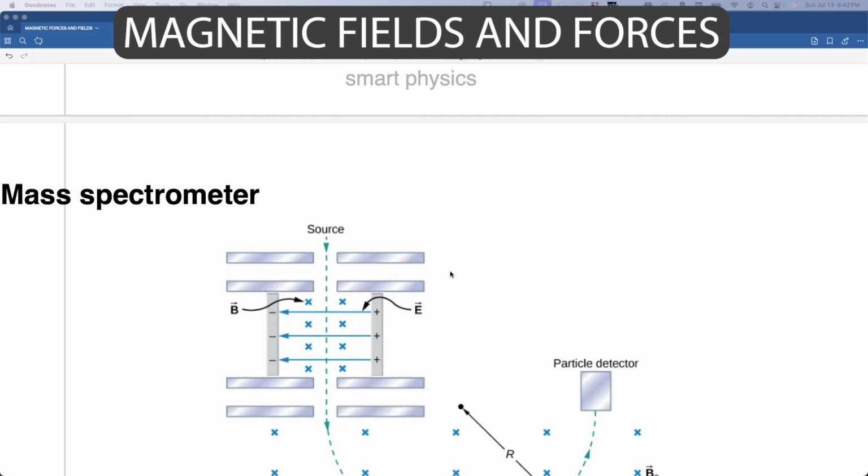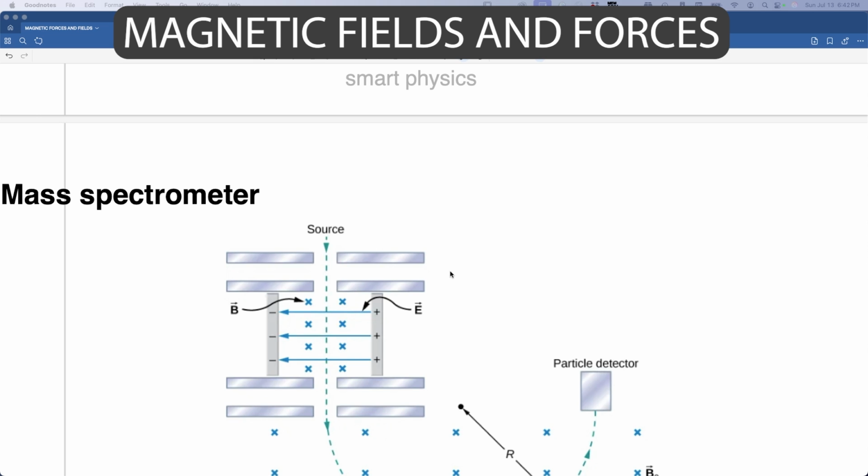So mass spectrometers are used for many purposes, but one of the main things is to detect isotopes. You all know what an isotope is? Isotopes are elements of the same material, but they have different mass numbers. Now, mass number is the total number of protons and neutrons. So the number of electrons are the same.